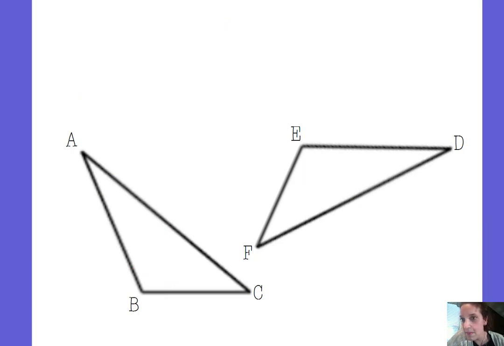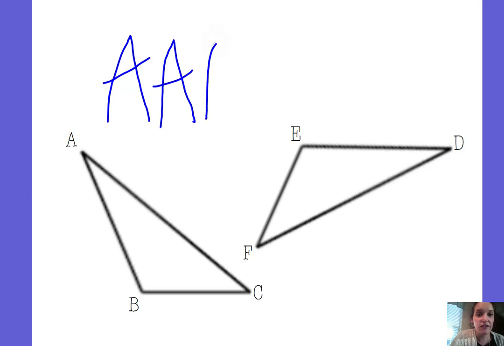The next one is, well, before we talk about the next one, I'm going to talk about the ones that you're not allowed to use. So the ones that you're not allowed to use are angle, angle, angle. The way I remember it is angle, angle, angle, no, no, no. This is bad, and the reason this is not true is just because two triangles have the same angle measures, it doesn't mean that they're congruent to each other.